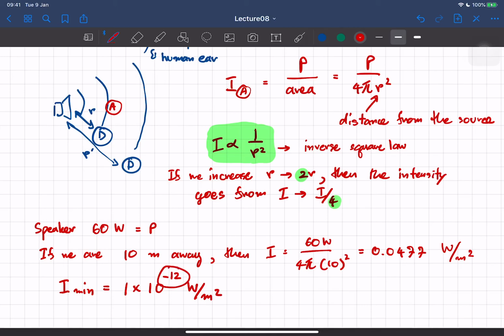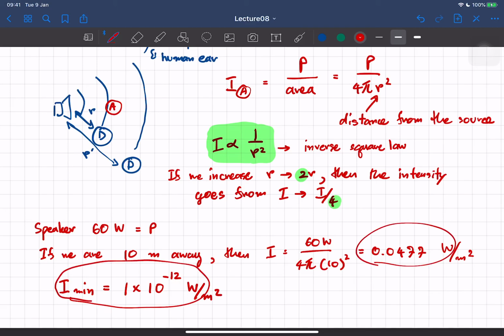1 times 10 to the minus 12 is almost 1 million times lower than that. Maybe like 10,000 million times lower than that. So any intensity between here and here, or even larger than this, they are all audible by humans, right?